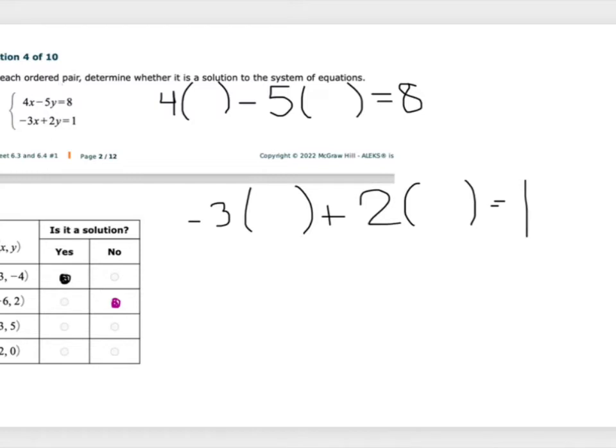Okay, so now we're going to check the next point. 3, 5. Okay, so now we have 12 minus 25 is not 8, so this one is a no. Okay, so then we're going to go and do the last point, which is a 2, 0.